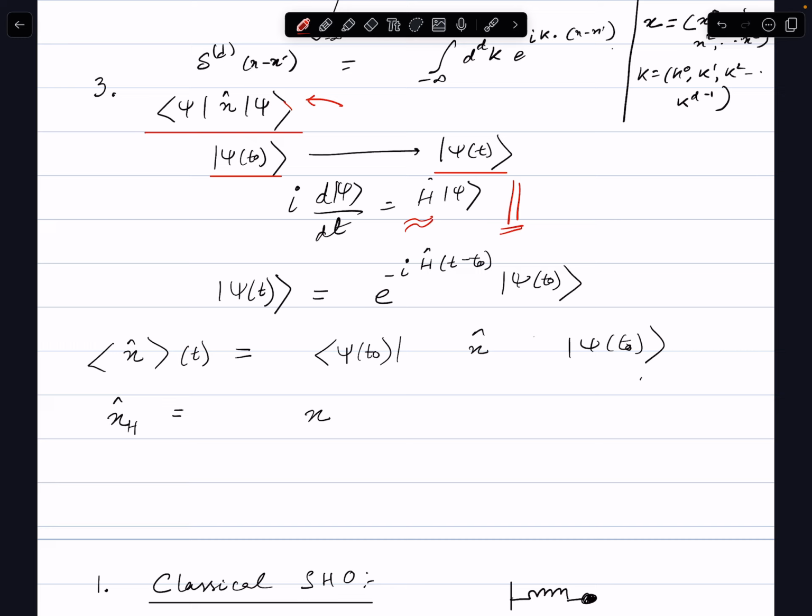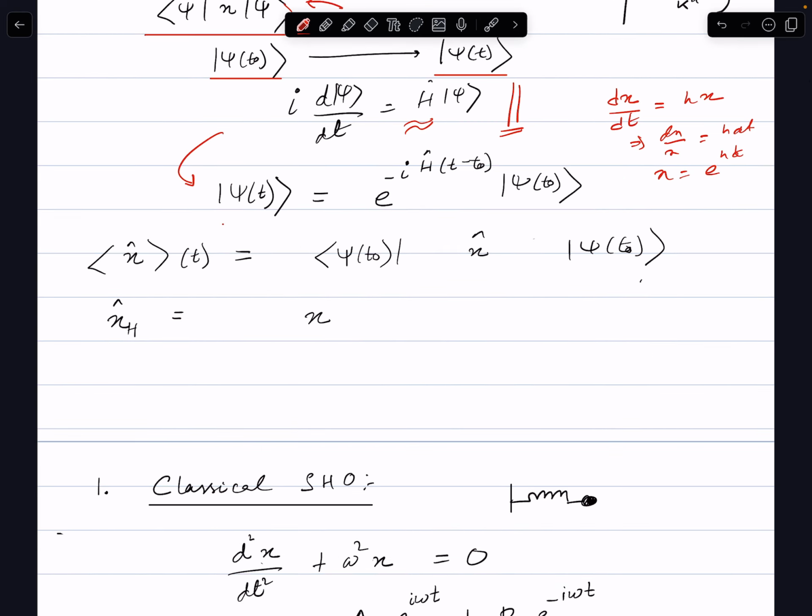And then you can integrate this equation and you get this. This equation, as I was saying last time, is very simple. It looks like dx by dt equals some h times x, and this is dx by x equals h dt, which gives you a x equals e to the power h t type of solution. And that is the kind of solution you get here also when operators are involved, and this is the solution you would get.